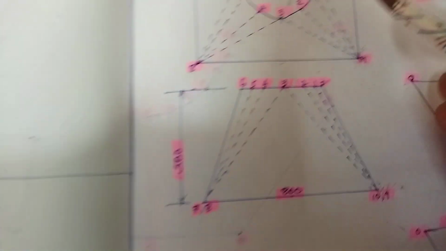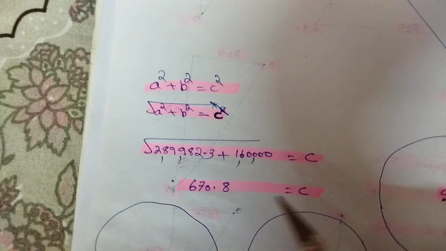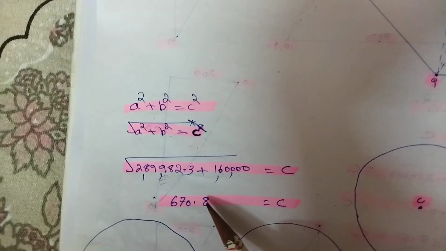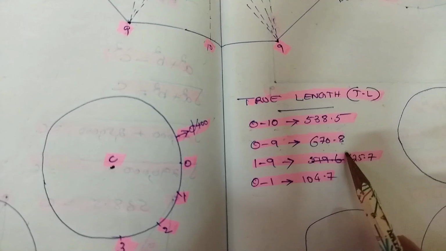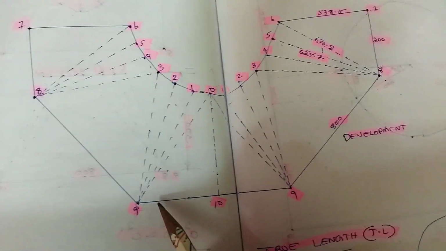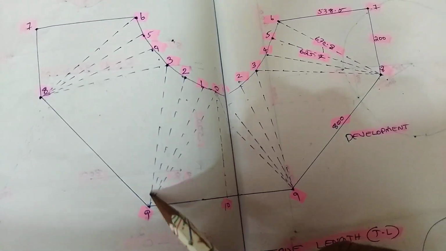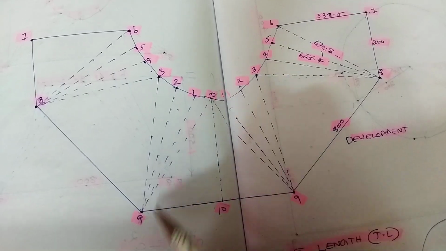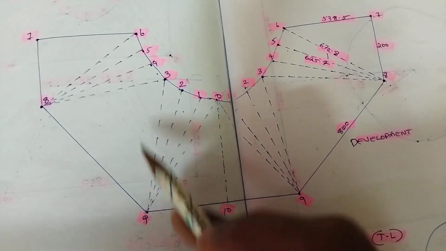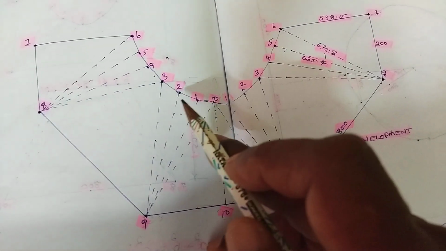9 to 0 we have found out using the calculation of a square plus b square is equal to c square. So we have got 0 to 9 is 670.8. So from 9 we can mark 0. Already we have marked. We have got that. When we mark 0 to 9, 9 to 0, same measurement will be from 9 to 1. But same time we can mark step by step we have to mark.